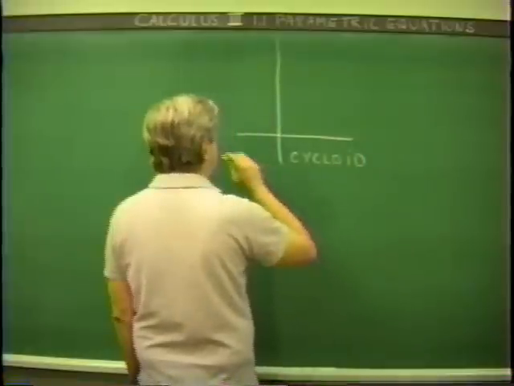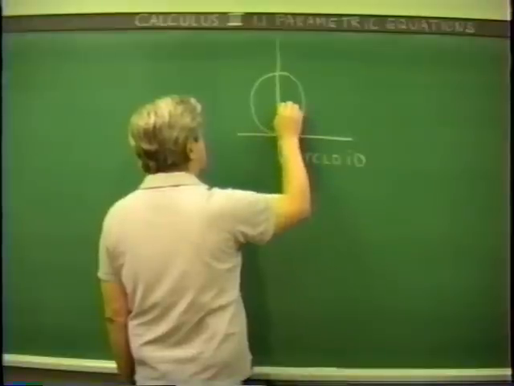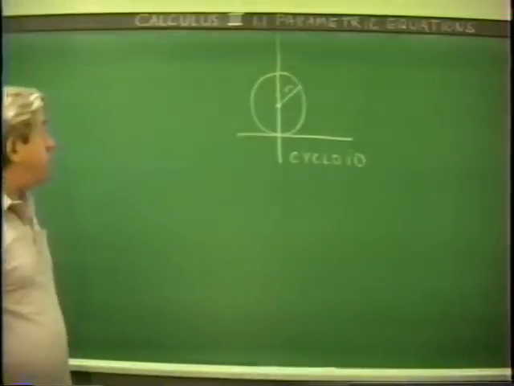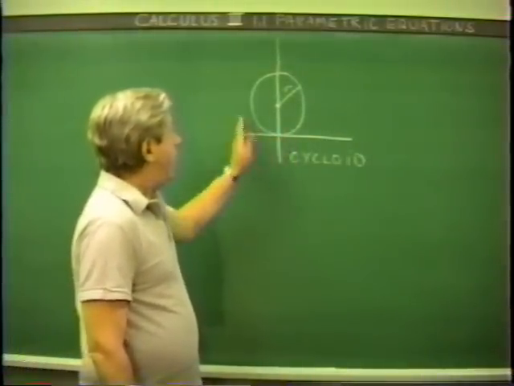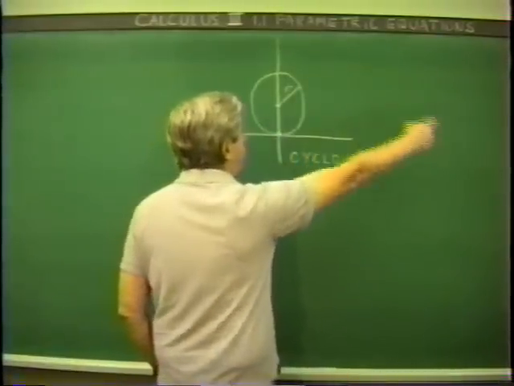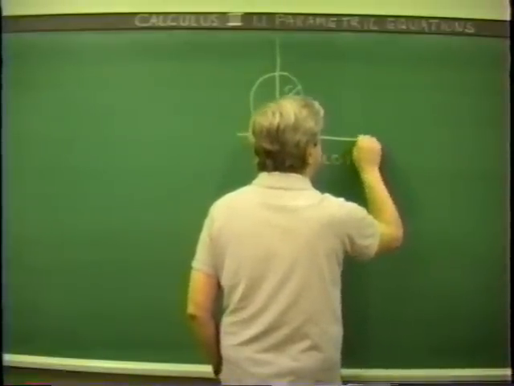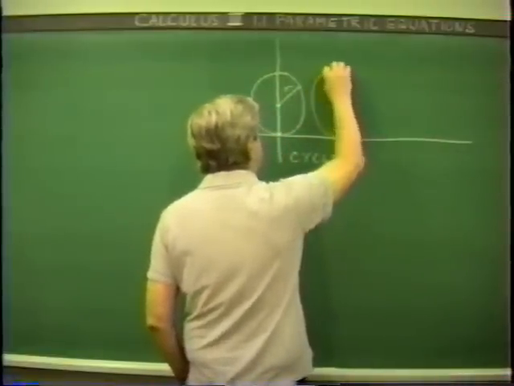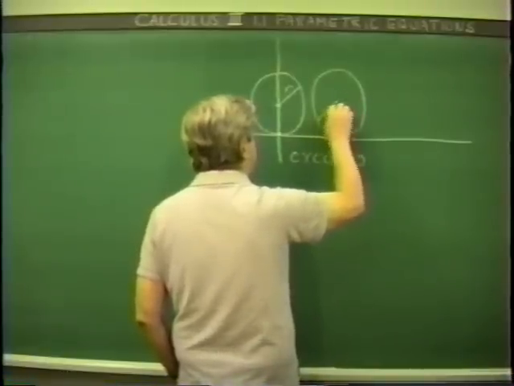The cycloid is described as follows. If a circle of radius r is placed with its lowest point at the origin and rolled to the right, what happens when you follow this point right here? When this is rolled over to the right, this goes up to a peak and goes back down to zero. Imagine, if you like, that the circle has been rolled a particular distance here, and the point now is located over here.